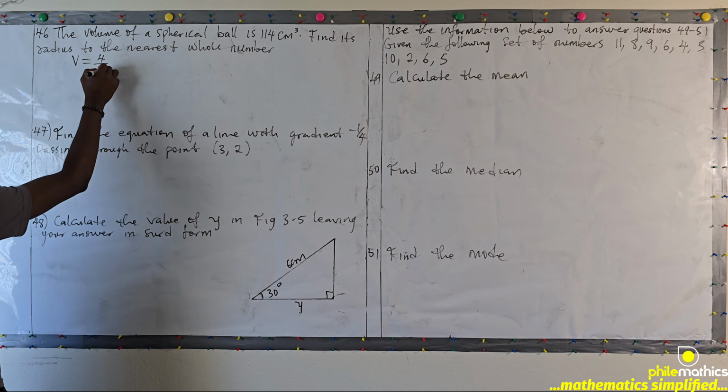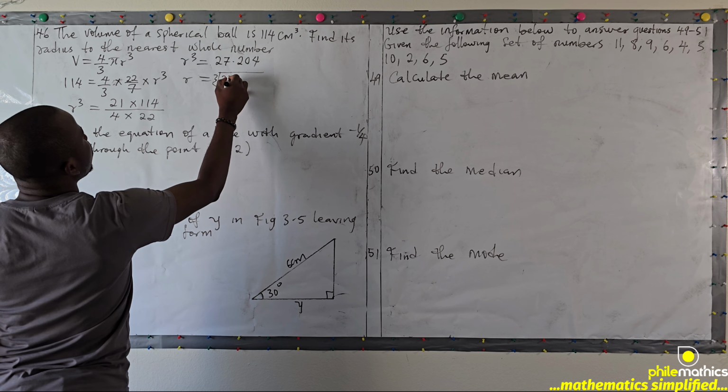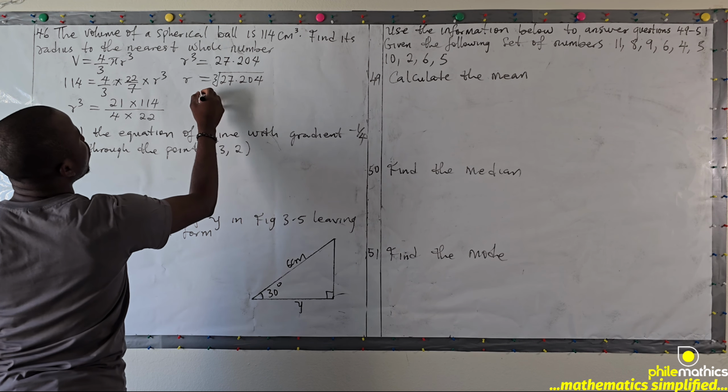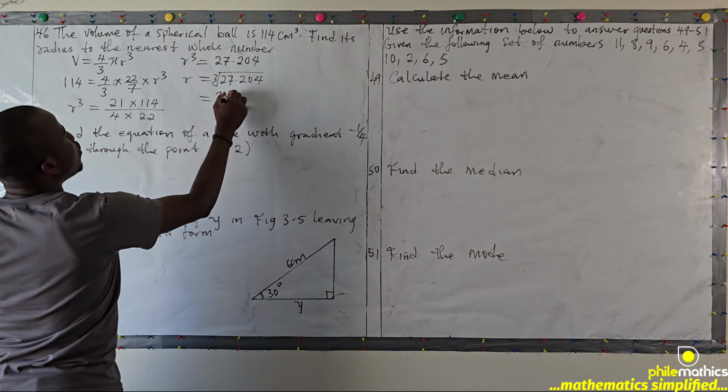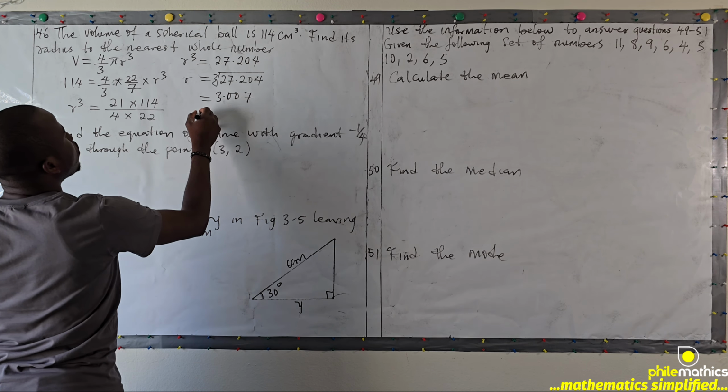If we multiply this, we'll get r cube is 27.204, and the radius will be the cube root of this, which is 3.007. To the nearest whole number, it is 3 cm.